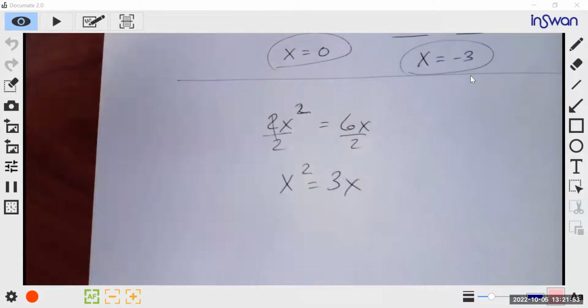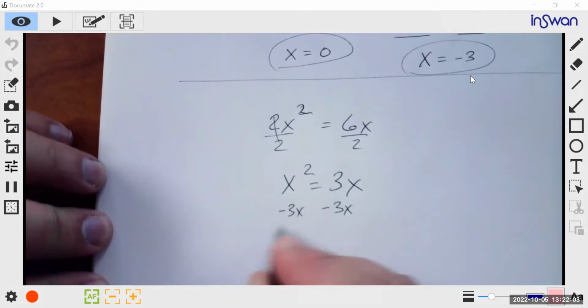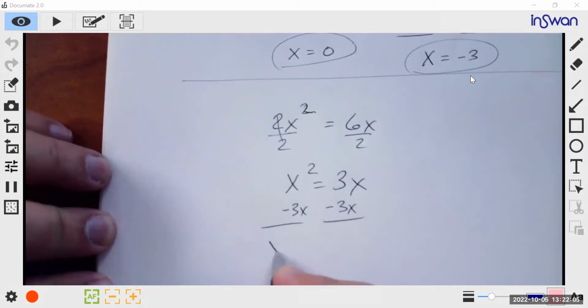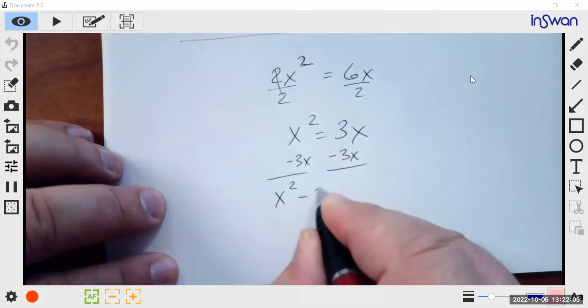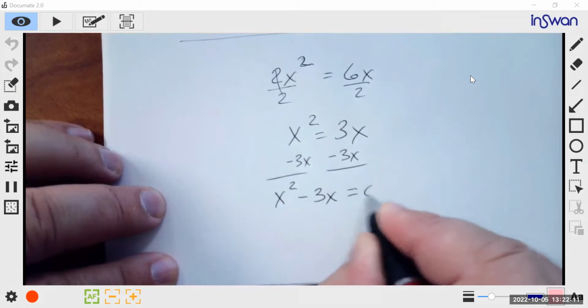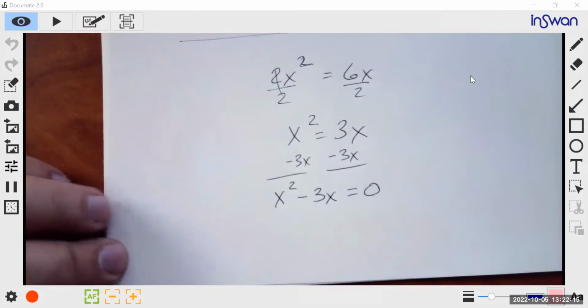If we solve for x, where does the x have to be? They all have to be on the same side. So we have to subtract the 3x from both sides. So we have x squared minus 3x equals 0. Since all the terms have an x, it has to equal 0.